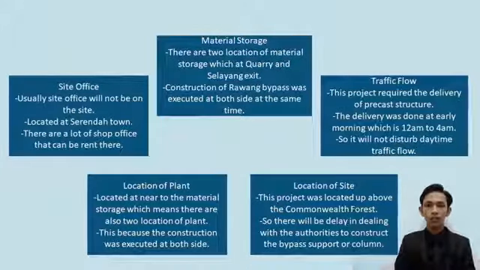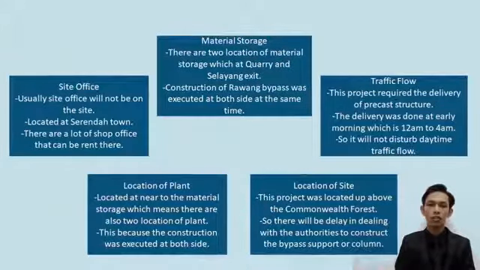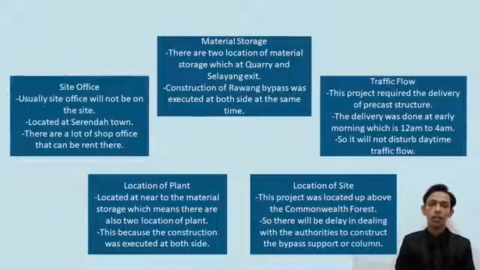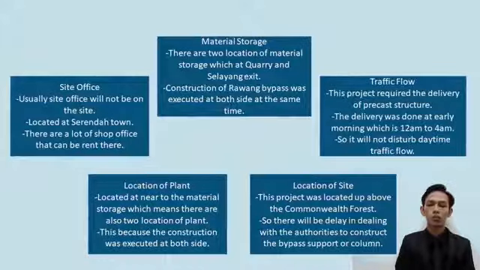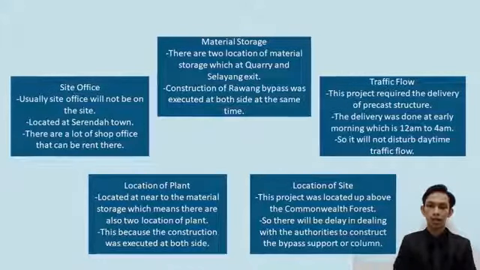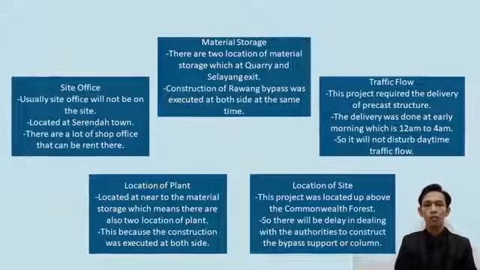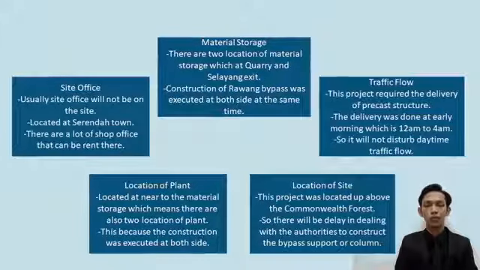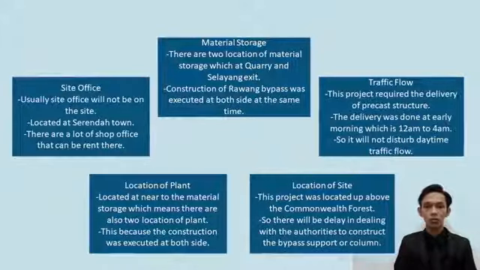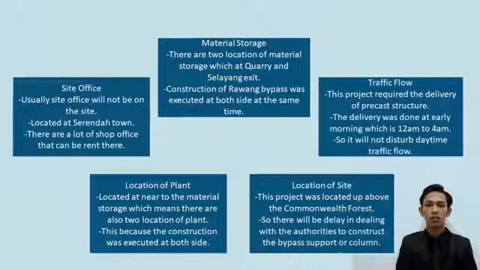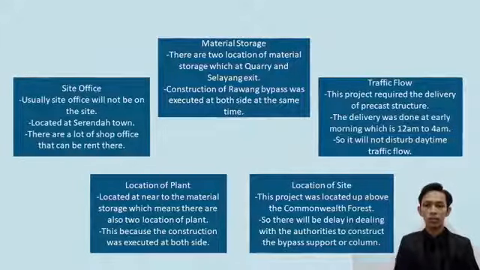Next is material storage. There are two locations of material storage, which is at Quarry and Selayang Exit. Construction of Rawang Bypass was executed at both sites at the same time. So that means two material storage will be needed for each location of the construction start.